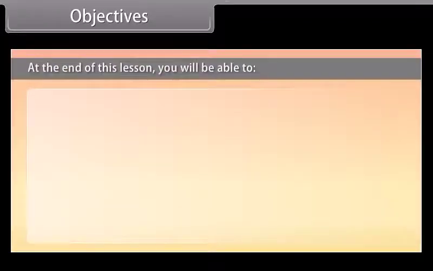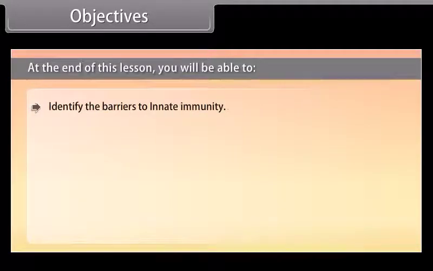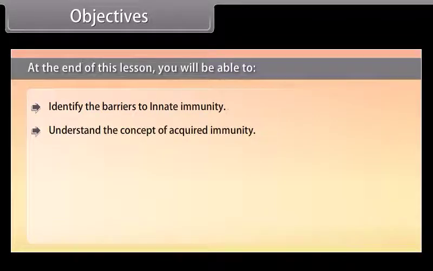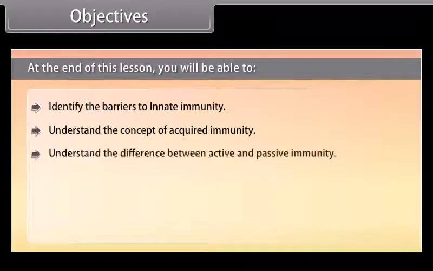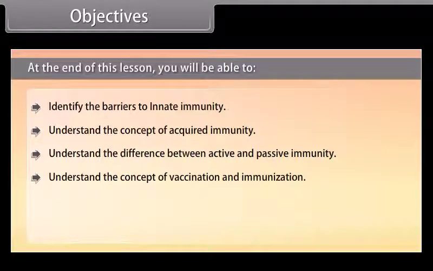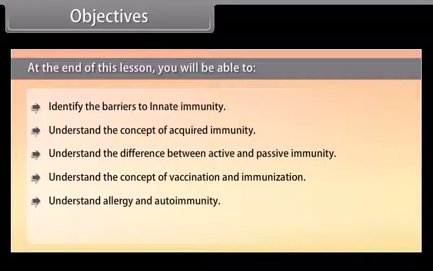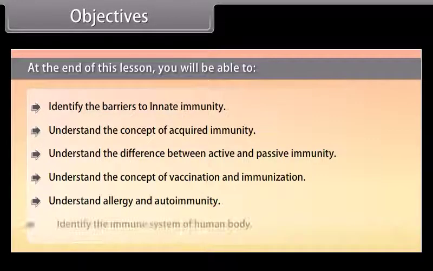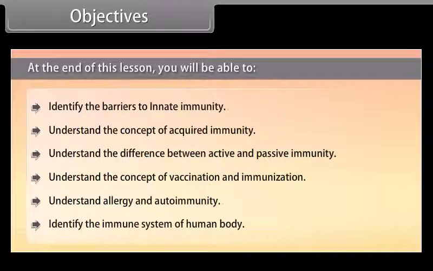Objectives. At the end of this lesson, you'll be able to identify the barriers to innate immunity, understand the concept of acquired immunity, understand the difference between active and passive immunity, understand the concept of vaccination and immunization, understand allergy and autoimmunity, identify the immune system of human body.